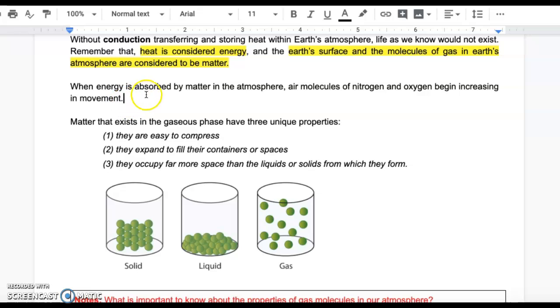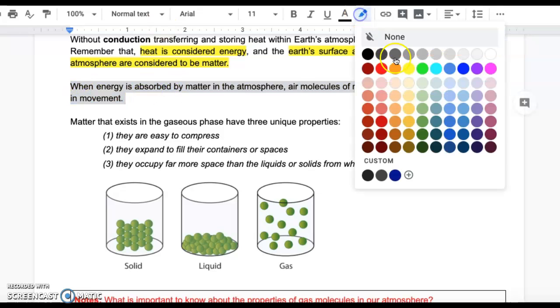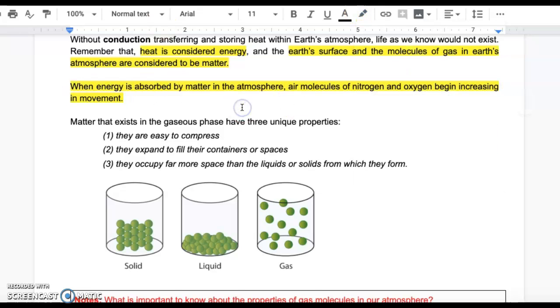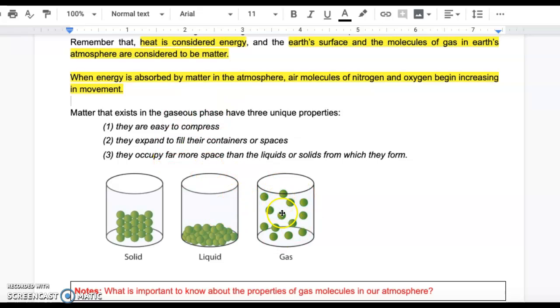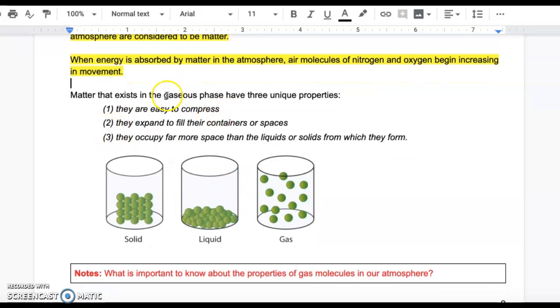When energy is absorbed by matter in the atmosphere, air molecules of nitrogen and oxygen begin increasing in movement. Right, so when they get hotter, they start moving around more. Matter that exists in the gaseous phase, gas molecules, have these unique properties. They're easy to compress, easy to press together. They expand to fill containers or spaces like you see here, and they occupy far more space than liquids or solids from which they form.